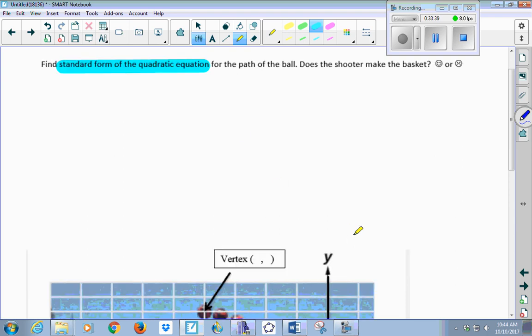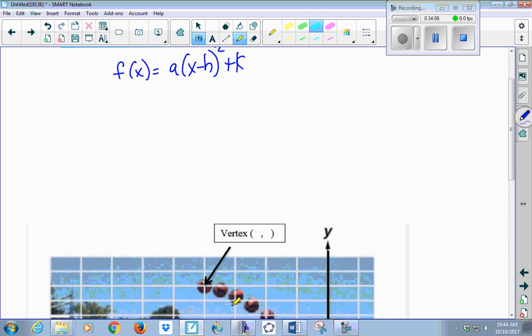So the standard form looks like this: f of x equals a times x minus h, the quantity squared, plus k. So right now, this quadratic function has a as an unknown, h as an unknown, and k as an unknown. So we've got to start finding the values for some of these variables here.